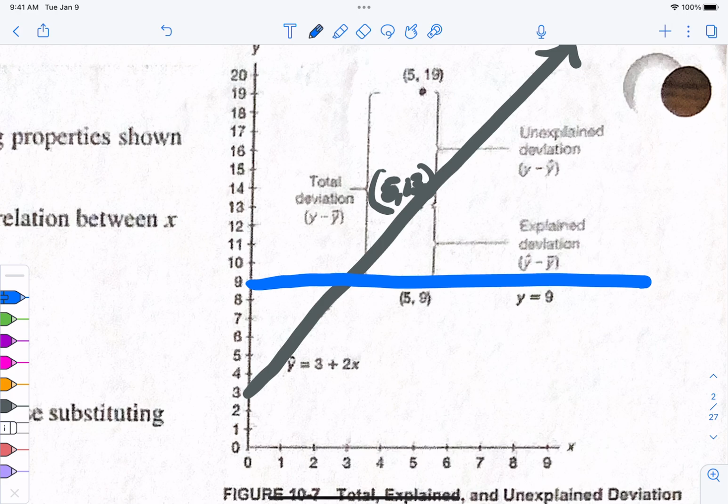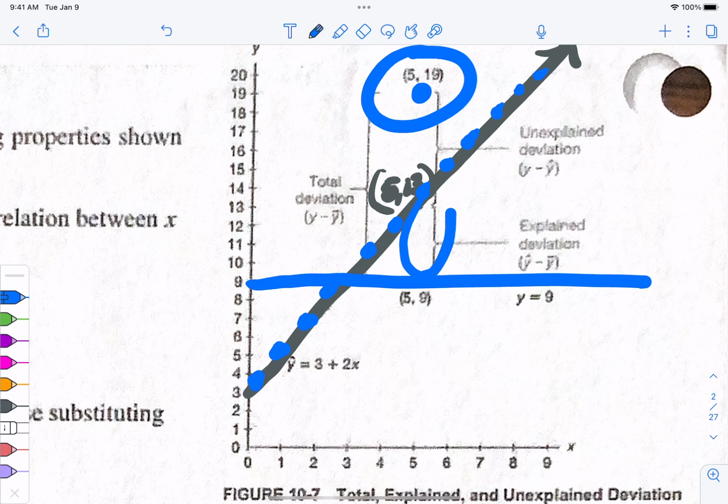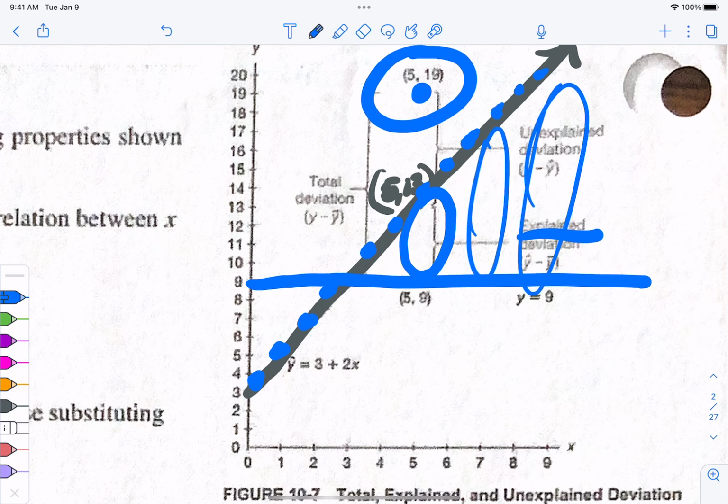Obviously every dot is not going to lie on this regression line. There are some outliers that are all the way up here, like at 5 comma 19. Here's the deal: any value that lives between the average and the regression line is going to be explained. That makes sense for a dot to live in there. So anything in this space right here is explained variation.